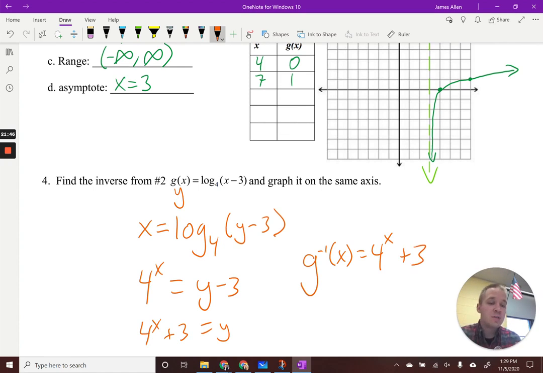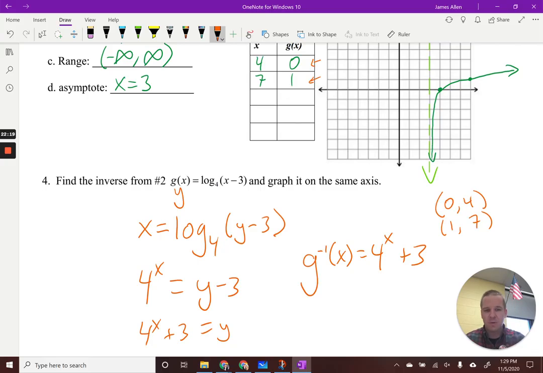And if I were to pick 0 for my x, I'd get 4 to the 0, which is 1, plus 3 is 4. So I'd have the ordered pair of 0, 4. And then if I were to plug in the 1, I'd get 4 to the first, which is 4, plus 3 is 7. And as you can see, it's the flippy-floppy of those, right? The x and y's have switched. Let's go ahead and plot those 2.